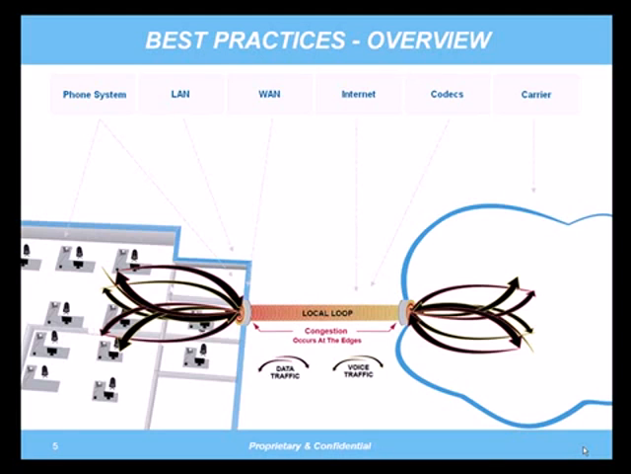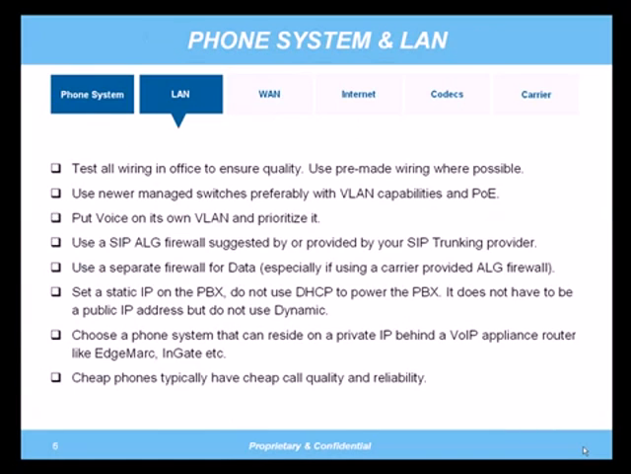So let's take a look at these best practices. One thing we're going to look at is the LAN side, which encompasses the phone system, the local network, and the wiring. We'll also take a look at the WAN side, which is where the internet is: internet providers, codec choices, and of course the voice carriers themselves. So let's take a look at the local LAN.